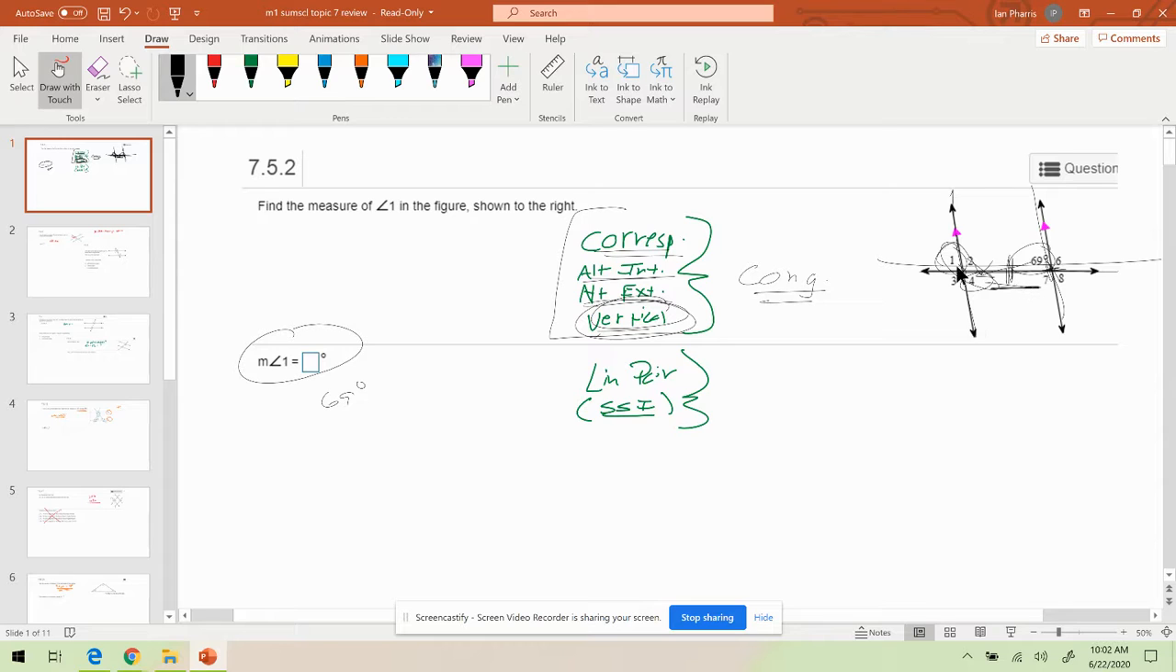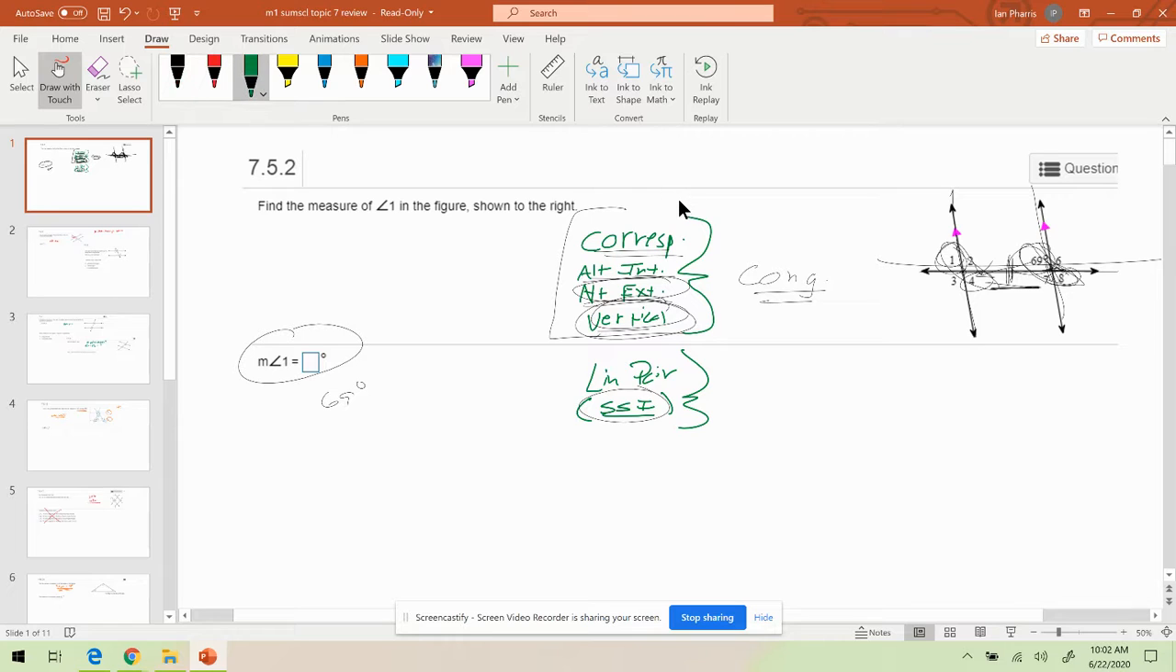So angle 1 and angle 8 are what I would call alternate exterior. And we know they're congruent, but we can see that because angle 8 is congruent with that because they're vertical angles right there. The other type of named angles are same side interior.